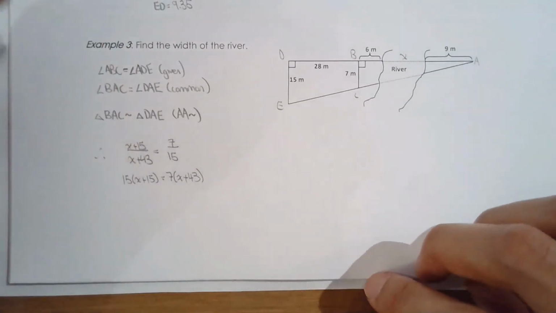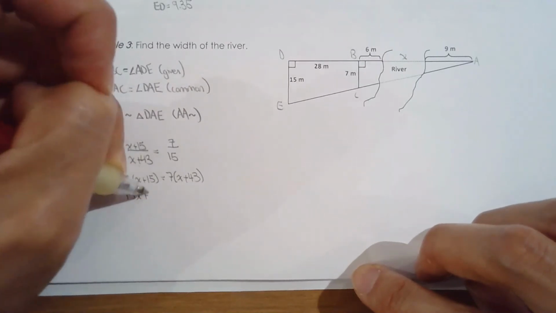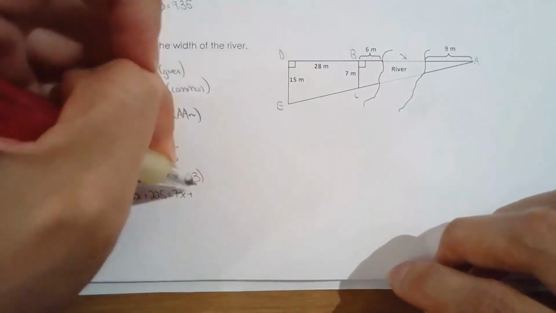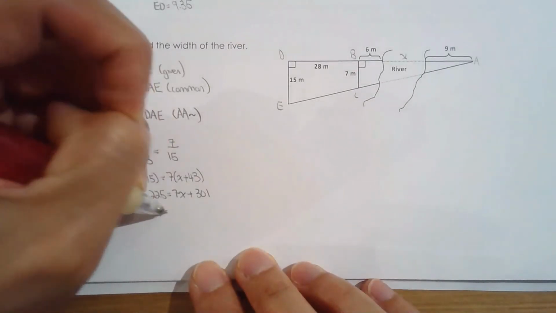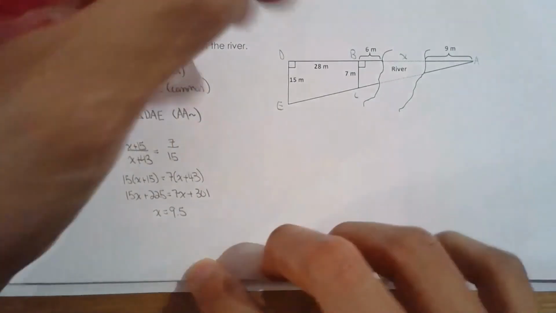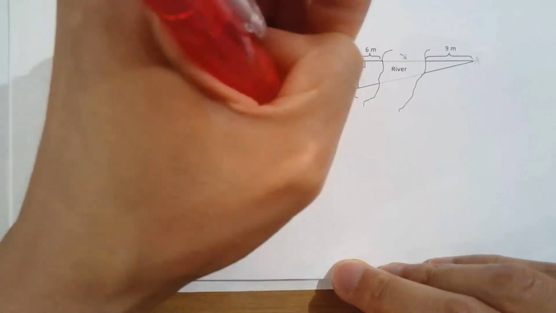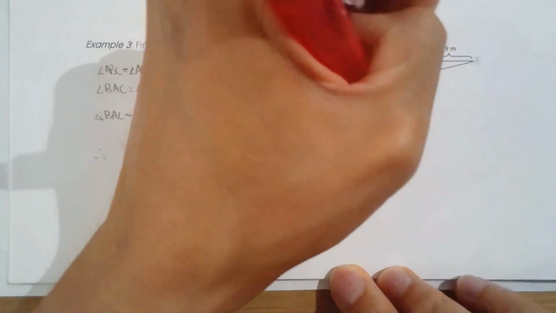And then you basically just expand and solve for x. So 301. Let me just punch these in the calculator, just to make sure. If you do the math, you will get 9.5. So therefore, the width of the river is 9.5 meters.